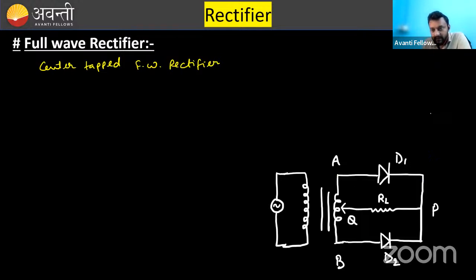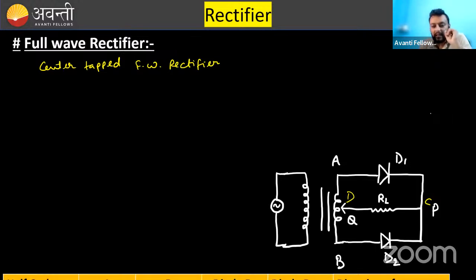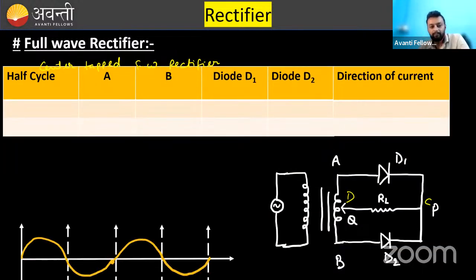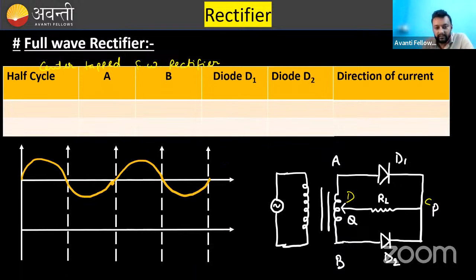Let's suppose this is A, B, this is point C, and this is point D. Now again the same thing is happening. There is an input signal like this. This is our input signal. Now this is positive half cycle, negative, positive, negative.